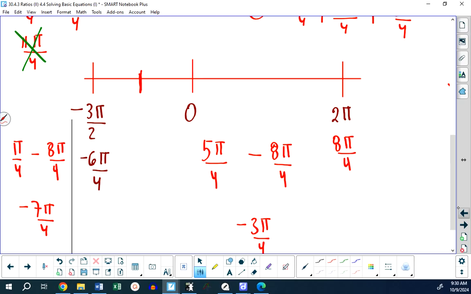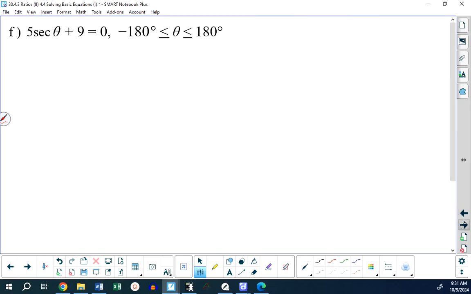Okay? All right, one more, and then we'll finish this off with the final example, which will take just a couple of minutes. What do we get here? We get secant of theta equals negative 9 over 5. You're okay with that rearrangement? That means that cosine of theta equals negative 5/9.